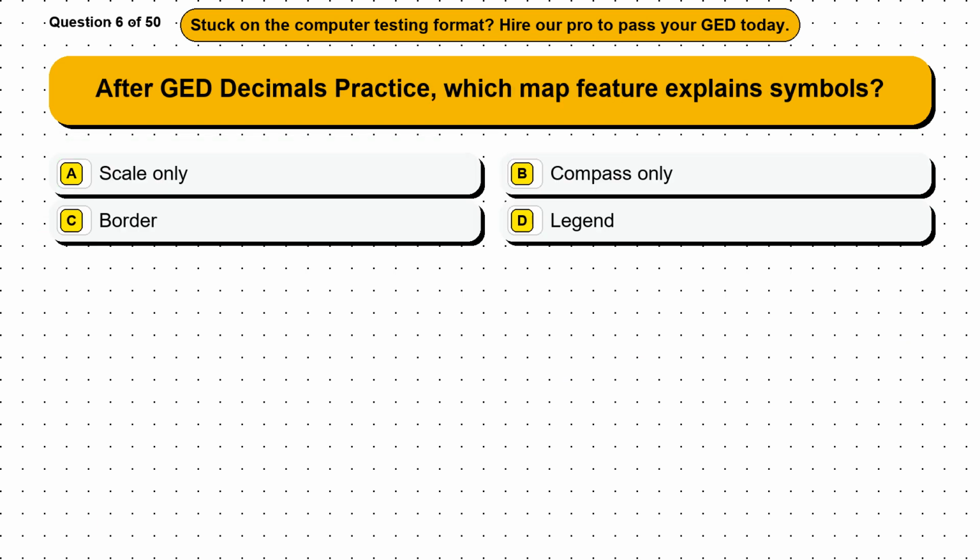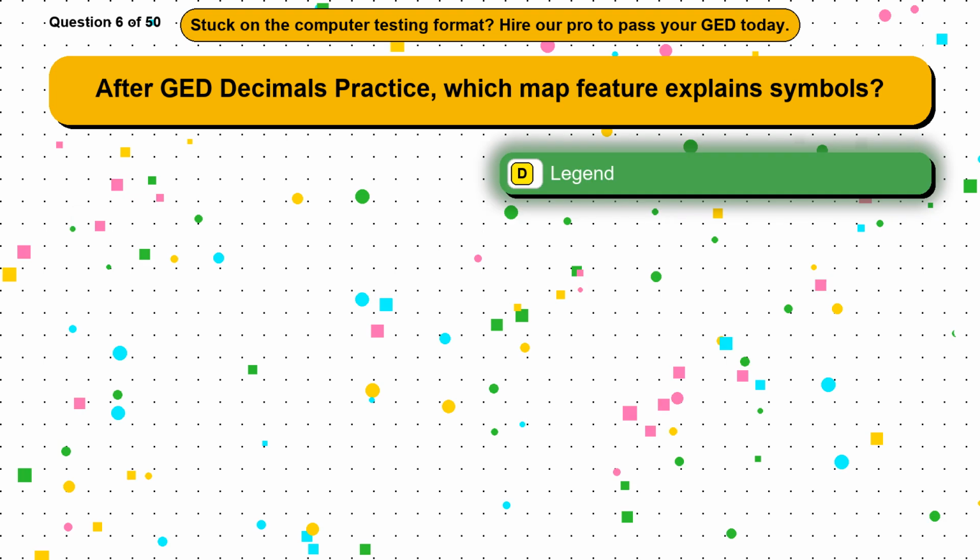Question 6. After GED Decimals Practice, which map feature explains symbols? Option A, scale only. Option B, compass only. Option C, border. Option D, legend. The correct answer is option D.